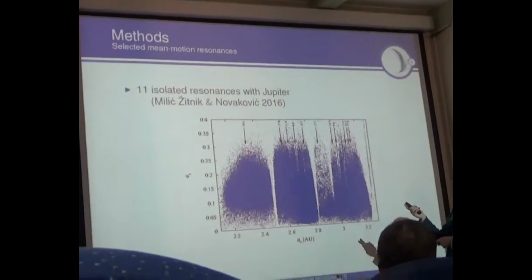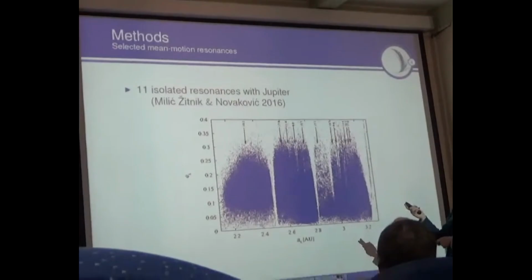This is a figure in the semi-major axis and eccentricity plane of our chosen 11 isolated resonances with Jupiter. We chose Jupiter because it is the largest and the most important planet in our solar system, and we decided to use isolated resonances because they have very well-defined borders and there is no overlapping with other resonances, which is very important to exclude their influence on the semi-major axis of asteroids.